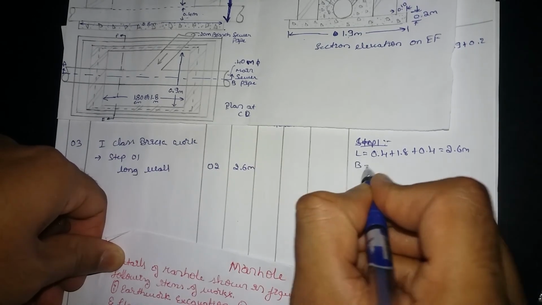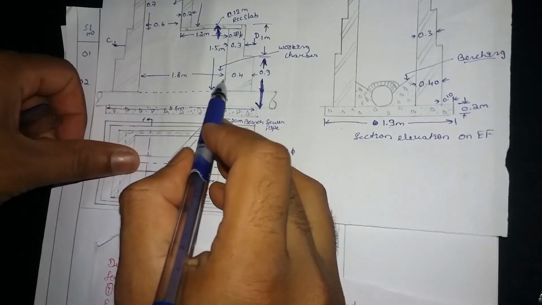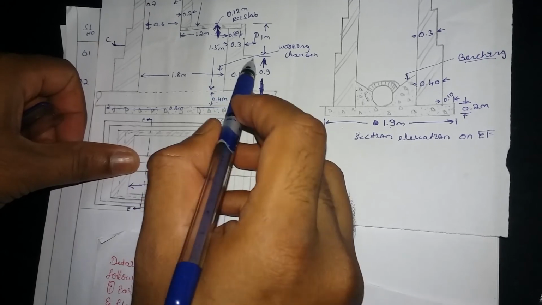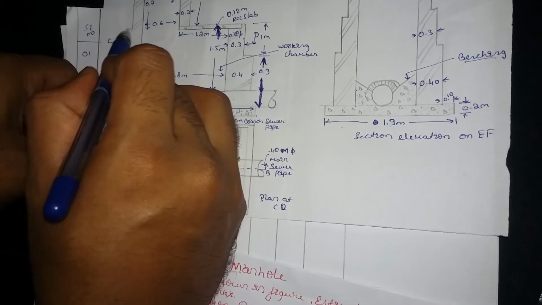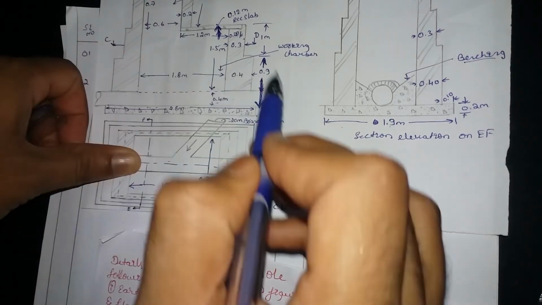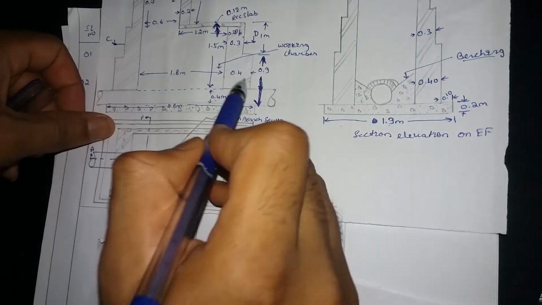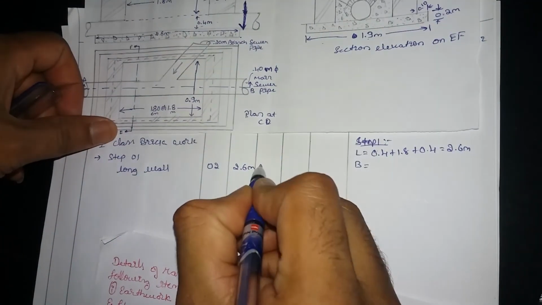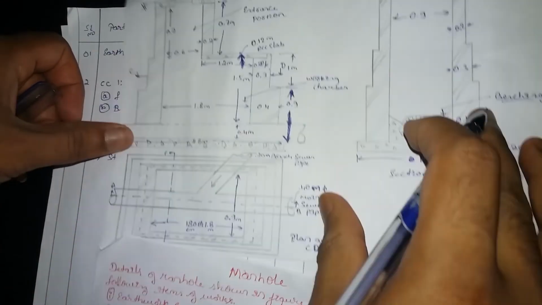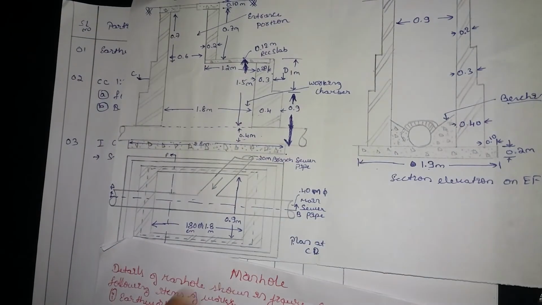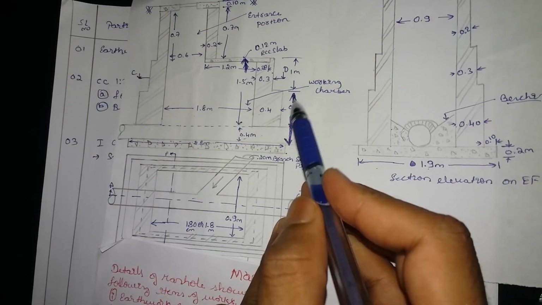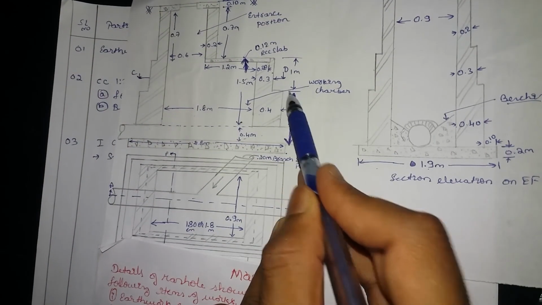Now substitute that 2.6 meter. Now what is its breadth? The breadth of the first wall, of step number 1, is 0.4. This is your step 1, this is your step 2, and this is your step 3, right? Breadth is given directly in the question, it is 0.4 meter. Now we need to find out what this depth is, right? So depth is the same, from here to here.